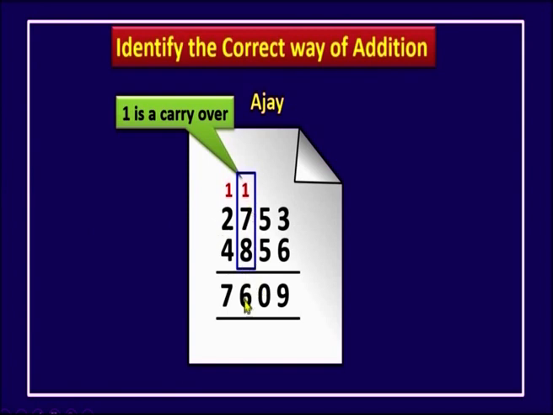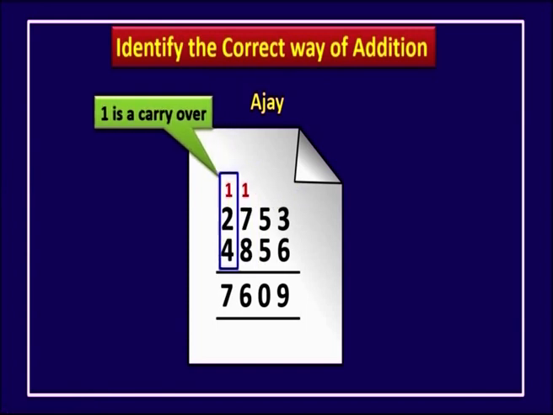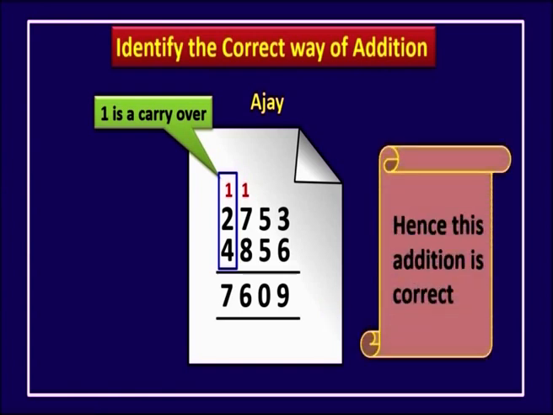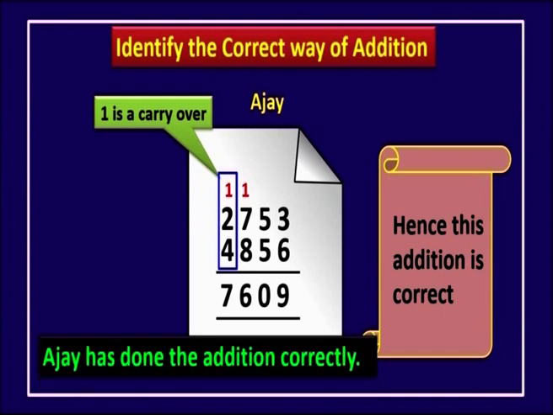So 6 here and again he has taken one carryover. Again he is right. Then he added all the 3 digits here, which are in the thousands place. That is 4 plus 2, 6 plus 1, 7. So the answer is 7609. So children, what can you say now? Yes, the addition is absolutely right. Then I can say Ajay has done the addition correctly.